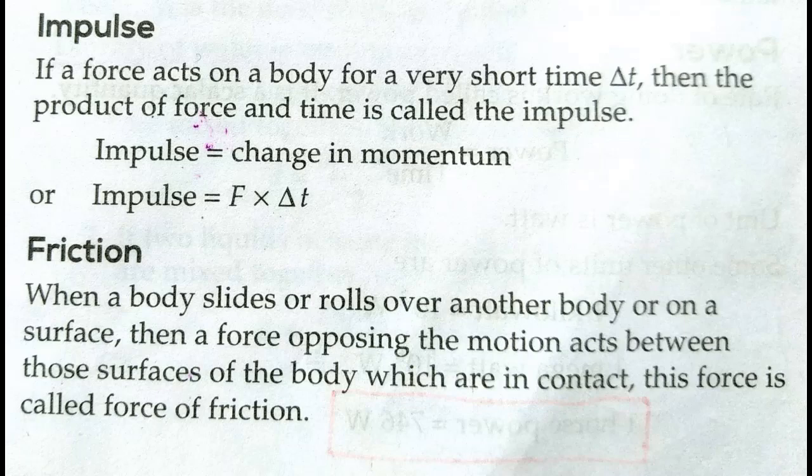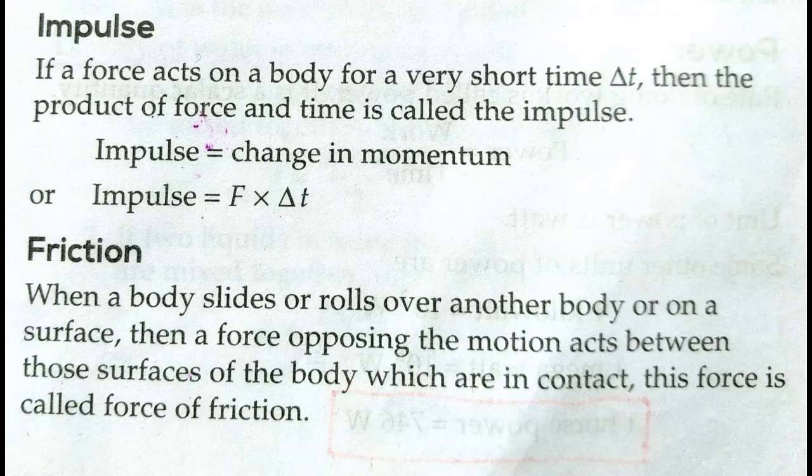Impulse. If a force acts on a body for a very short time, then the product of force and time is called impulse. This impulse is equal to the change in momentum. That is, impulse equals the change in momentum, which equals force times time.